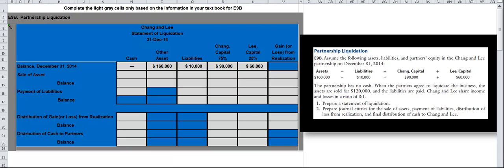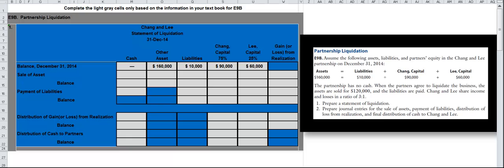In this example, we are going to look at the liquidation of the partnership of Chang and Lee, and we're going to prepare a statement of liquidation. A liquidation is where the partnership ceases to exist. So we need to liquidate the company and sell all of our assets, pay off our liabilities, and give any money that's left over to the owners, the partners, and then basically close all the accounting books for the business.